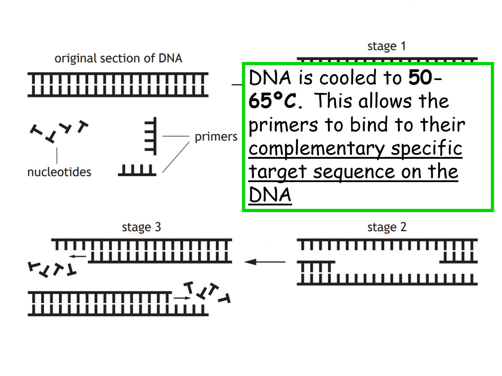Okay, so for stage two, what we are doing is we are cooling down the DNA, and what this is allowing to happen are these primers to bind to their complementary specific target sequence on the DNA. So remember, primers are always binding to the 3' end of the DNA, but because we have completely separated these strands in stage one, it means that we can just replicate each of the strands continuously. We don't have a lagging strand like we do in regular DNA replication. And we need to specify that they are complementary because they will be joined together by those complementary base pairings.